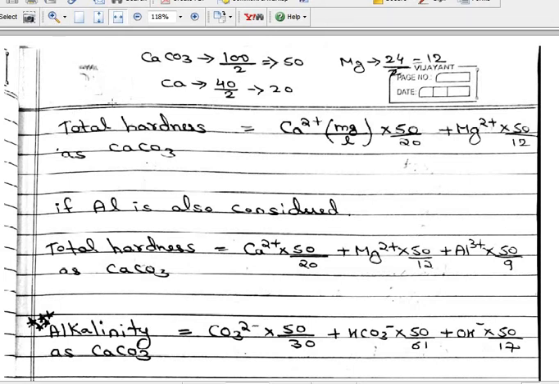Okay, so let us start here. Today we will be covering some numericals on hardness. The formula you can see here. I hope the PDF file is visible to you.